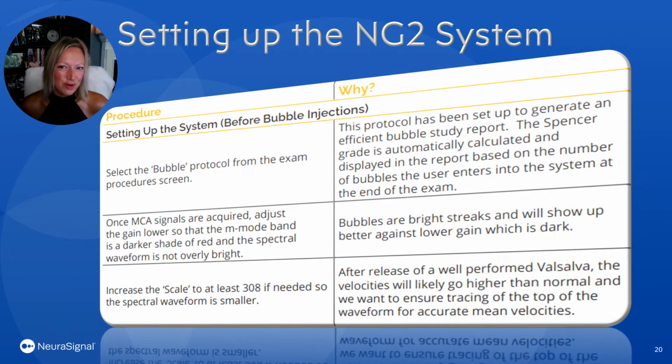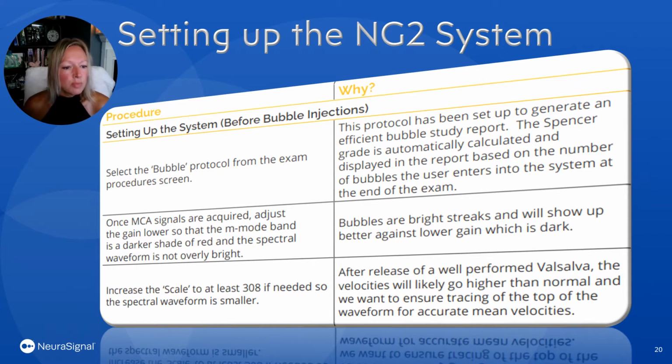As we mentioned, we are going to make sure our scale is increased to obtain a waveform that has a higher mean velocity once the Valsalva is released. In addition to that, we'll make sure that our gain is not overly bright. We want to see these bubbles. Those bubbles will be bright, but we do want to make sure that our machine doesn't have the gain too high so that we are able to identify all of the bubbles that are crossing through.